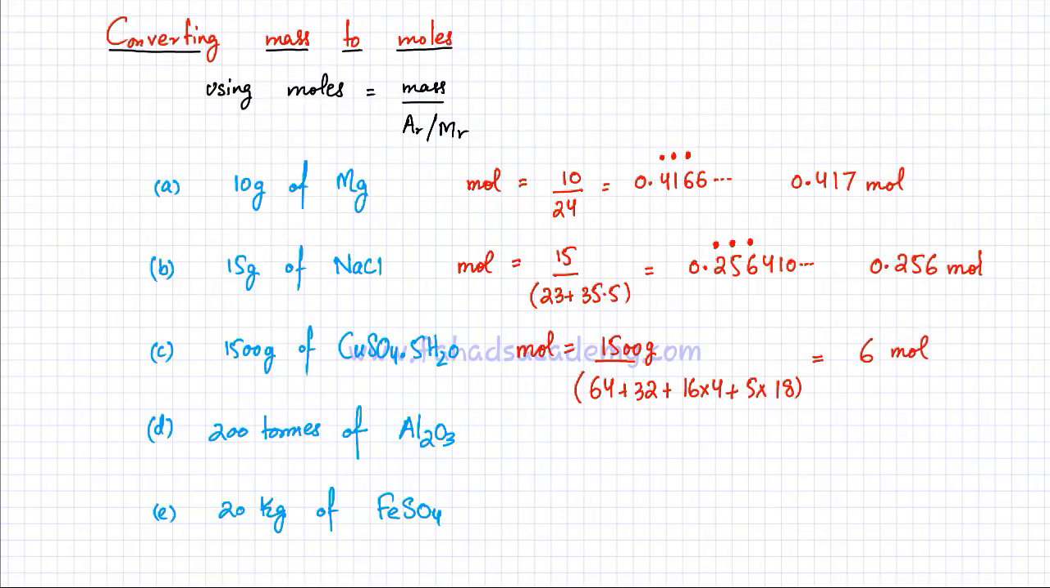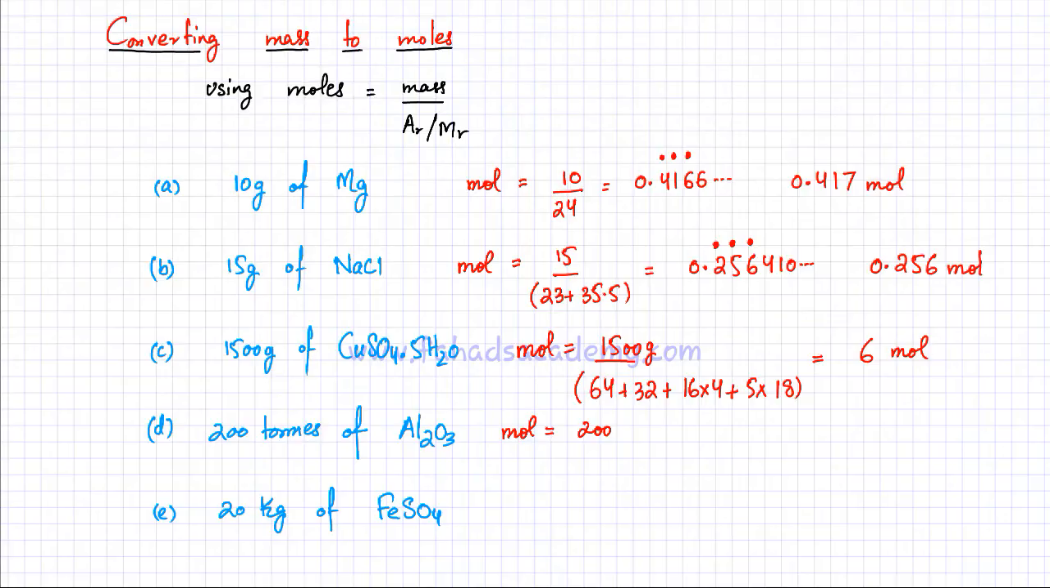So you're getting 6 moles for this. The next question is 200 tons of aluminium oxide, and if you want to figure out the number of moles, you have to convert 200 tons. Now 1 ton has 1000 kg, and 1000 kg has 1000 grams, and this formula, moles is equal to mass over AR or MR, should have all the values in grams.